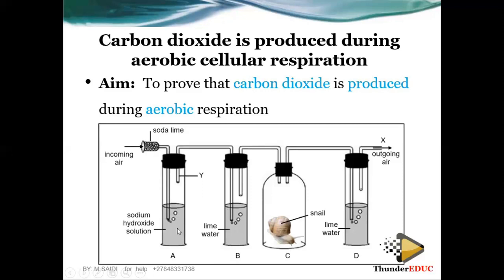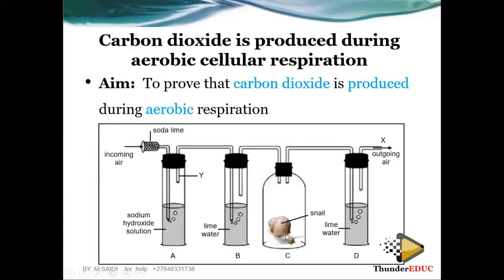So the first tube is to absorb carbon dioxide. Then the second tube is just an indicator that this air has no carbon dioxide, because the carbon dioxide has been absorbed. So this air continues like this, then it comes here. When it comes here, it will have other components, including oxygen, nitrogen, and other gases.